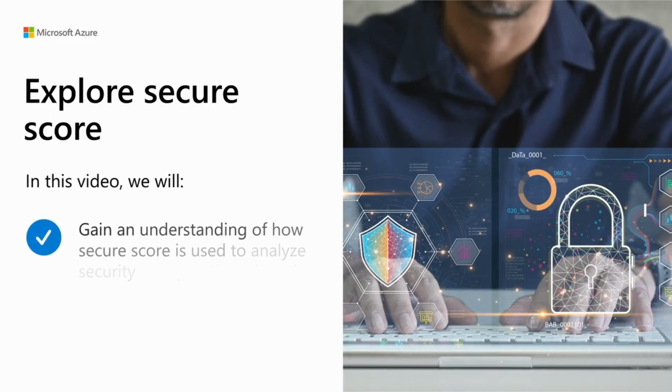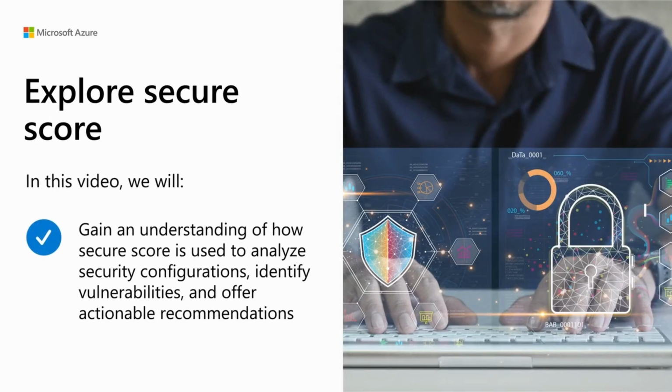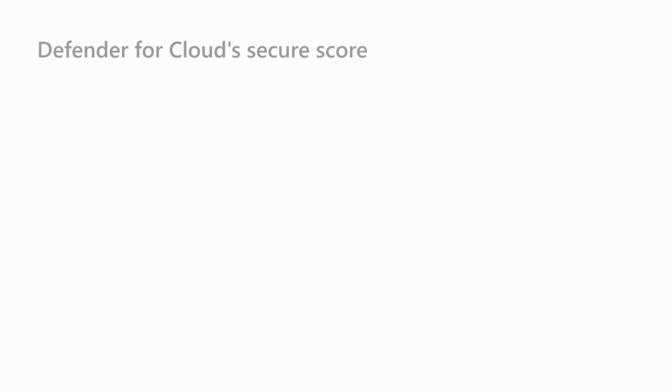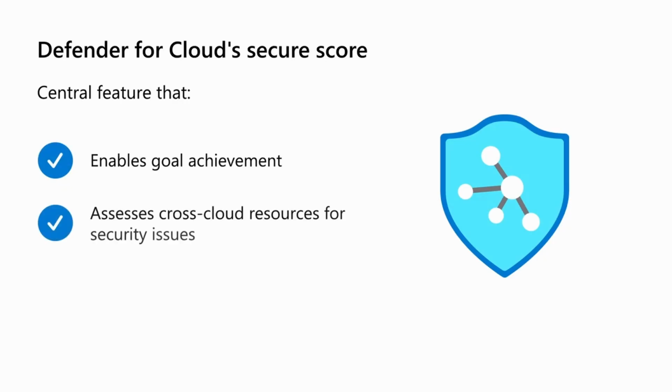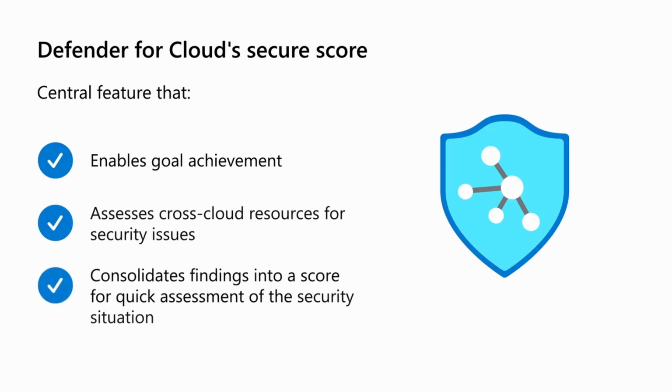In this video, we'll explore Secure Score used to analyze security configurations, identify vulnerabilities, and offer actionable recommendations for enhancing the organization's defenses against threats. The Secure Score is the central feature in Defender for Cloud that helps you achieve these goals. This powerful tool consistently evaluates your cross-cloud resources for security issues. It then consolidates all the findings into a single score, allowing you to assess your security situation quickly.